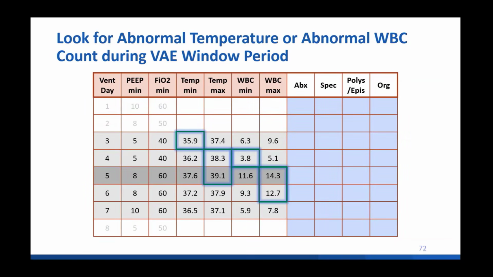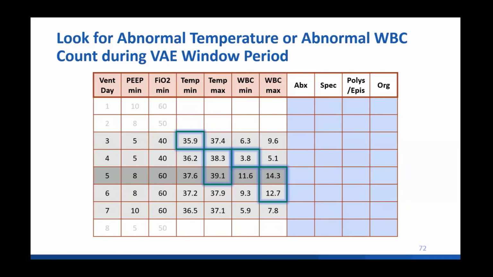And here's an example using the VAE data collection worksheet. You can see that the date of event in dark gray is mechanical ventilation day 5, as that is the first day of the period of worsening oxygenation following a 2-day baseline period of stability. The VAE window period shaded in gray is mechanical ventilation days 3 through 7.